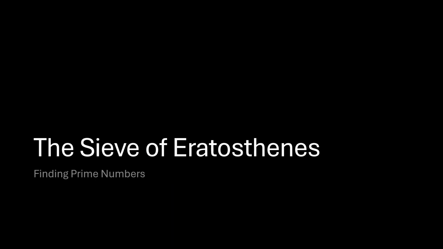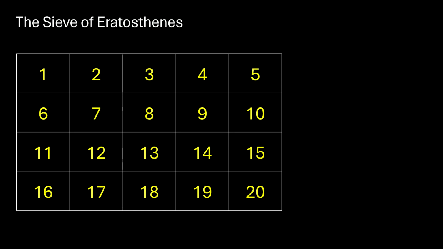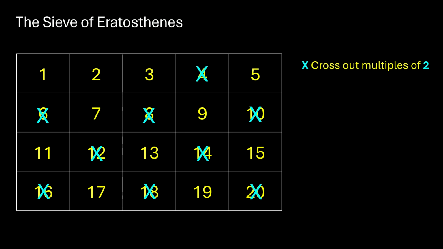We're now going to use the sieve of Eratosthenes to find prime numbers. This sieve helps us to find the prime numbers up to a given value. In this example, we're going to find all the prime numbers up to 20. So let's begin by first crossing out all the multiples of 2 which are greater than 2. So we cross out 4, 6, 8, 10, 12, 14, 16, 18 and 20, as shown here.